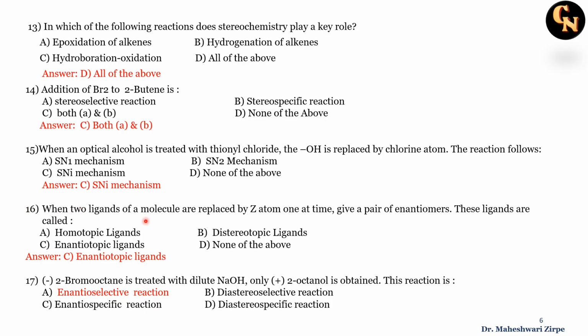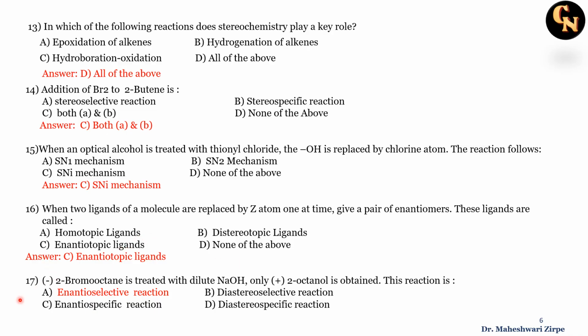Next one is, when two ligands of a molecule are replaced by a Z atom one at a time, they give a pair of enantiomers. Here Z can be any atom by which you replace one of the ligands one at a time, and if we get a pair of enantiomers, then we know such ligands are called enantiotopic ligands, because we are getting a pair of enantiomers. So option C is the correct option.